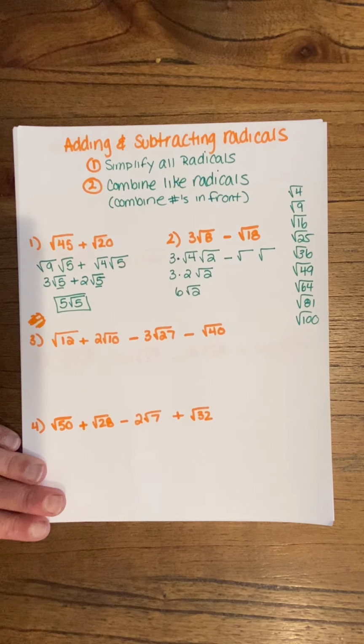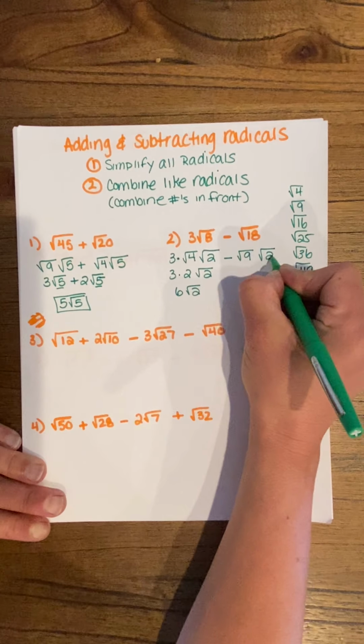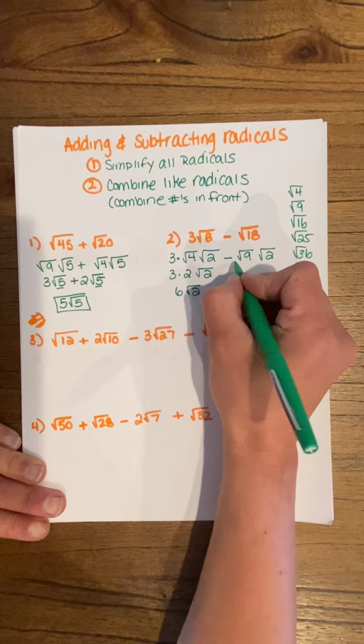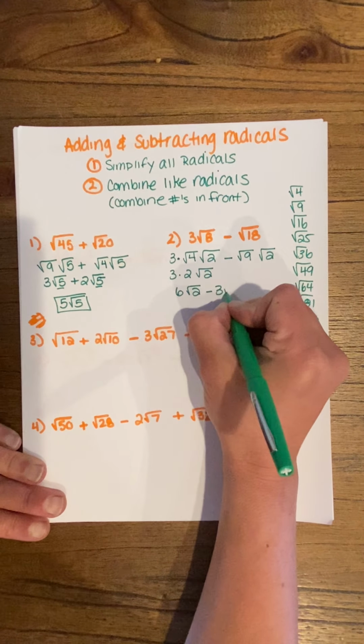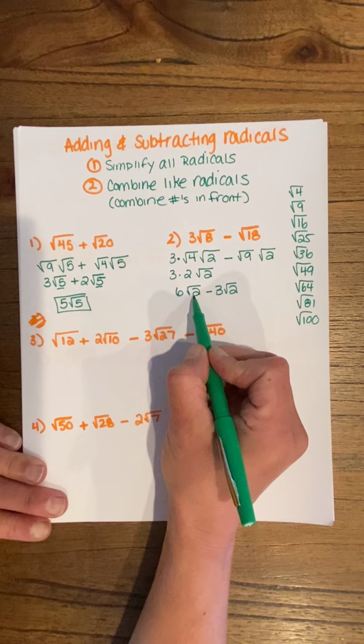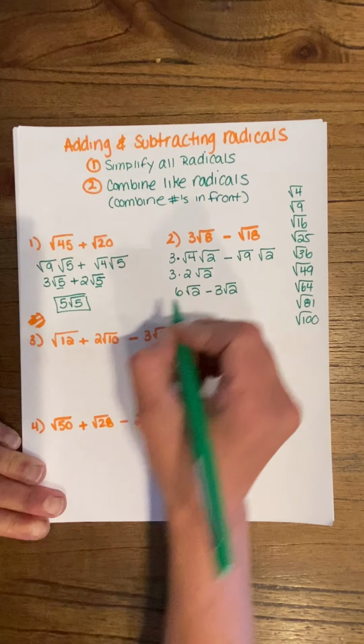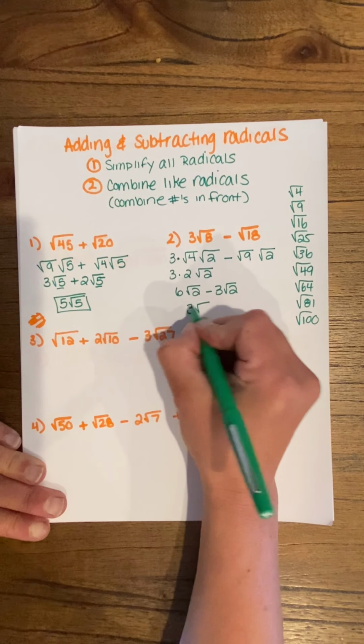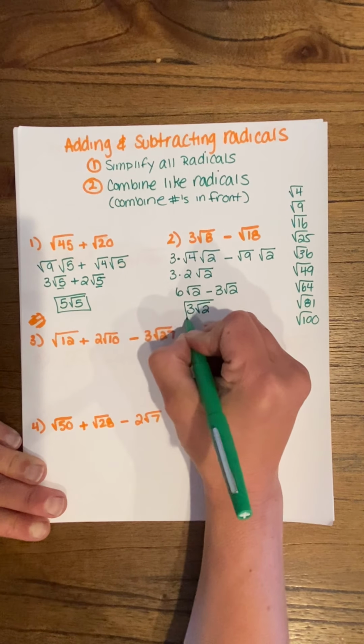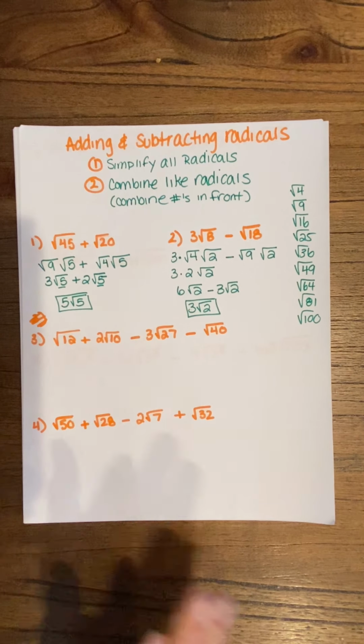9 times 2, 9 is a perfect square. Square root of 9 is 3, right? So this just simplifies to be 3 rad 2. So now that they're simplified, I see they're both rad 2s. So I'm just going to combine the numbers in front to get 6 minus 3 is 3, and I get 3 rad 2.